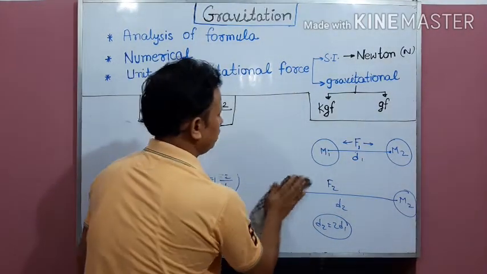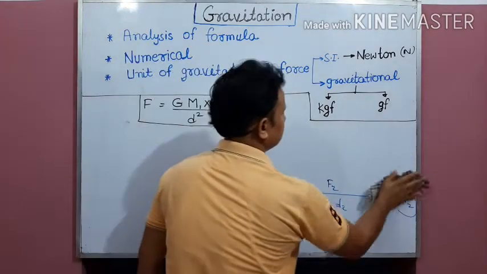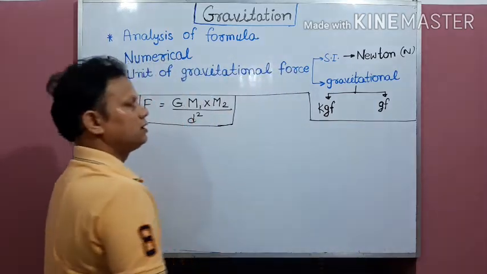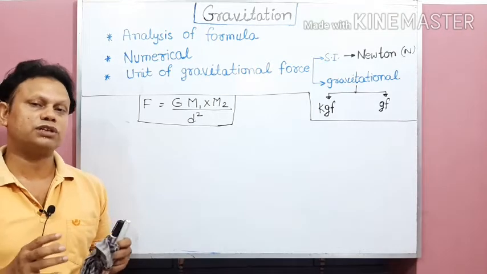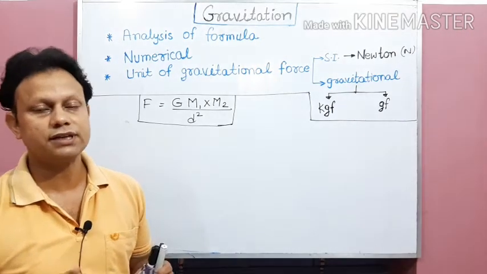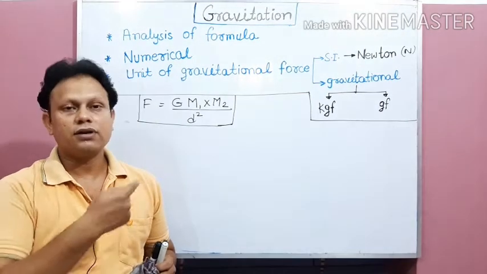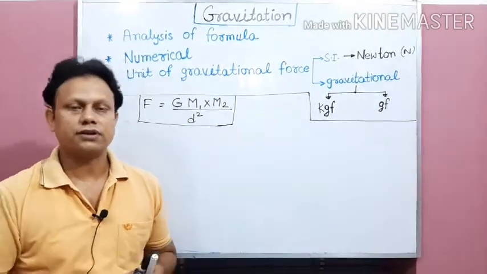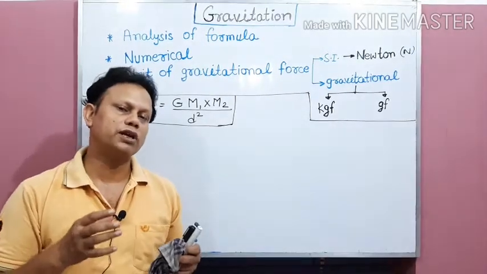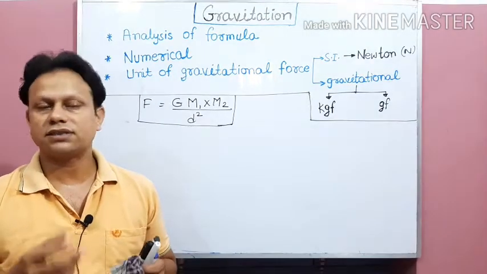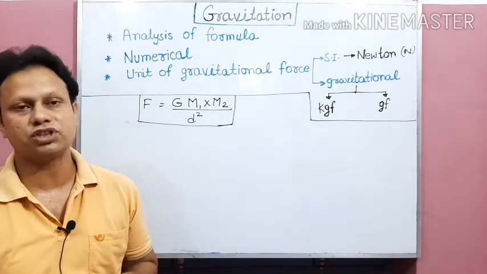Now we are going to solve a very interesting numerical, and that numerical will give you an idea how to do the first calculation of gravitational force between two objects. One more thing you will come to know about, I will discuss that later on. So right now I am going to take one numerical and try to find out how much gravitational force is found in this given situation.